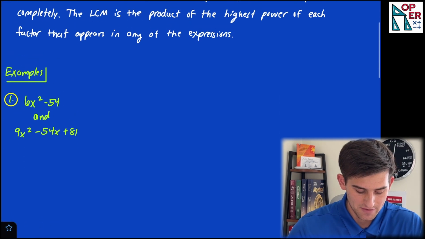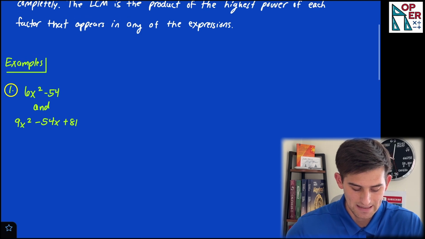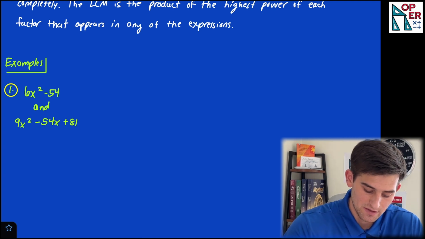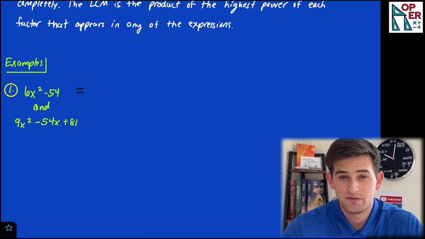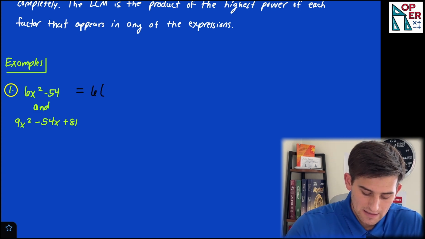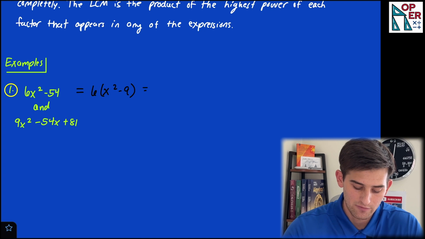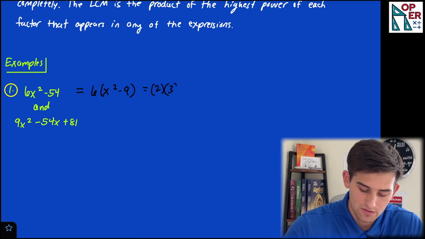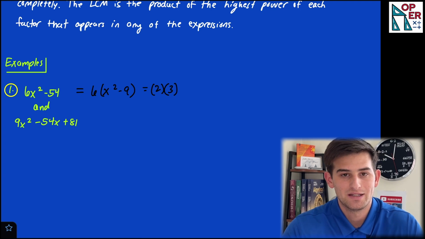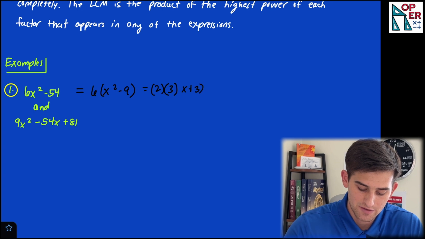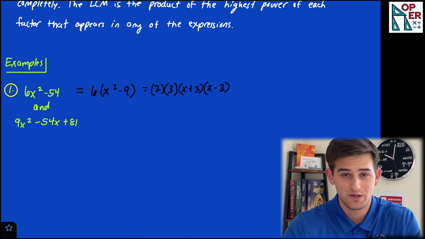So example number one, we have 6x squared minus 54 and 9x squared minus 54x plus 81. Let's factor each of these expressions separately and see what we get. For 6x squared minus 54, we could factor out a 6, and that's going to give me x squared minus 9. Now for 6, that would be 2 times 3, whatever we need to have. Let's just write it as 2 times 3. Now, x squared minus 9 is what we call the difference of two squares, so that's going to factor as x plus 3 and x minus 3. So we've got 6x squared minus 54 factored.